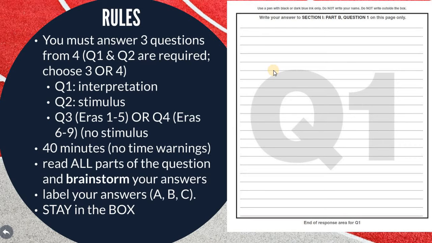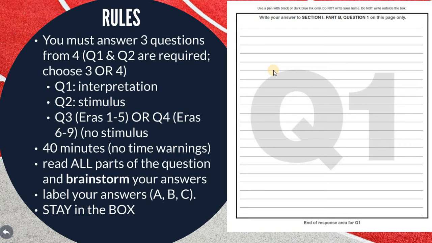Question 1 on the AP US History exam will be interpretation. You're going to be given some type of primary or secondary source, most likely secondary. Question 2 will always be some type of stimulus, and that can be the political cartoon, it could be an image, it could be a graph, it could be any type of stimulus. Visual, like an image, or it could be a text as well.